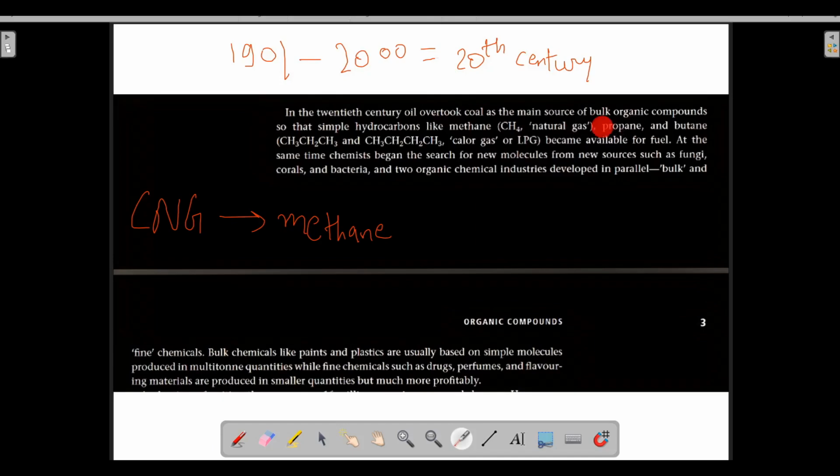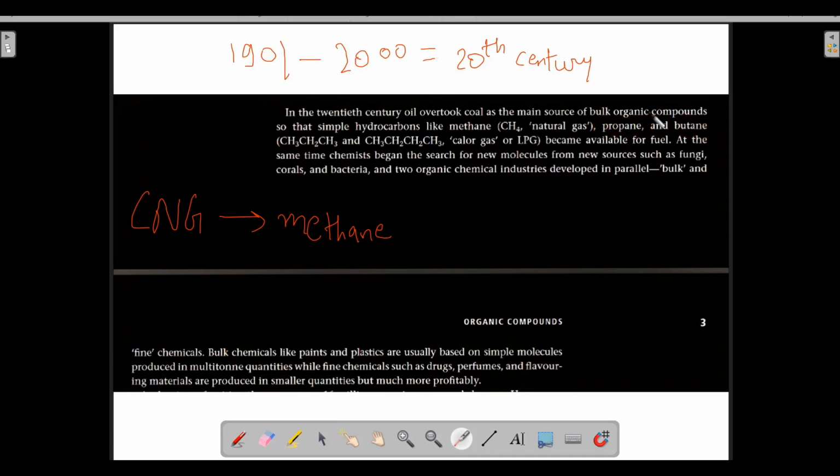And the mixture of propane and butane, the formula of propane is like this. It is a 3 carbon chain: meth, eth, prop. When the carbon chain is a single carbon chain, it is called methane. When it is a 2 carbon chain, it is called ethane. When it is a 3 carbon chain like this, it is called propane. And when it is a 4 carbon chain like this, it is called butane.